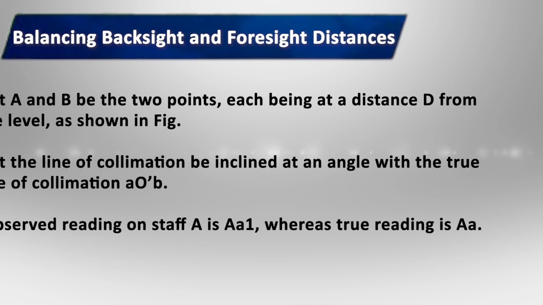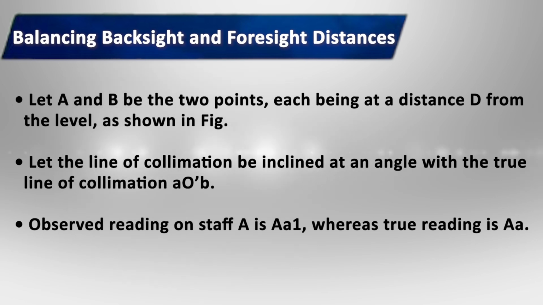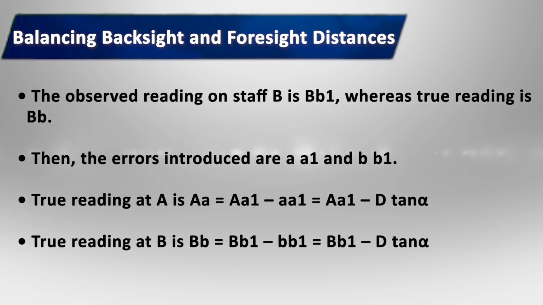Let A and B be the two points, each at a distance D from the level, as shown in the figure. Let the line of collimation be inclined at an angle alpha with the true line of collimation, that is A O' B. Observed reading on staff A is AA1, whereas true reading is Aa. The observed reading on staff B is BB1, whereas true reading is Bb. Then the errors introduced are aA1 and bB1.